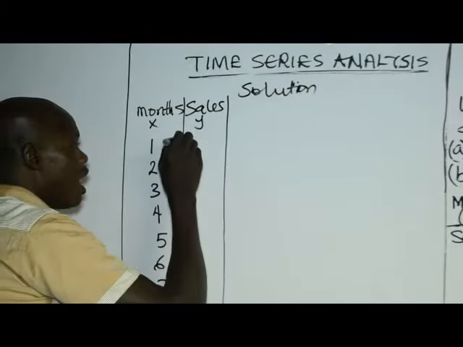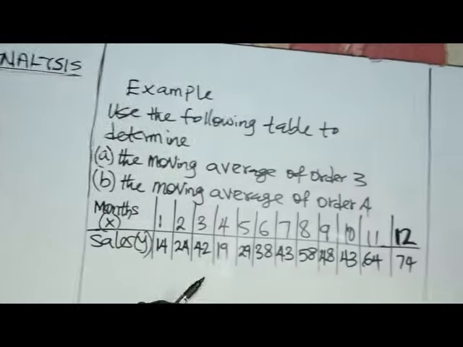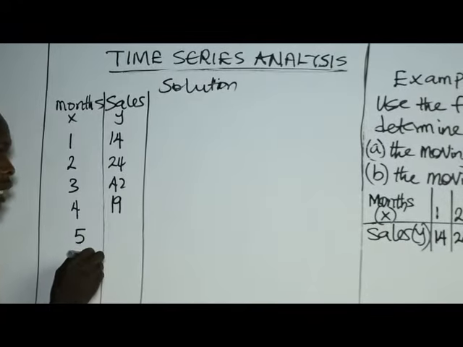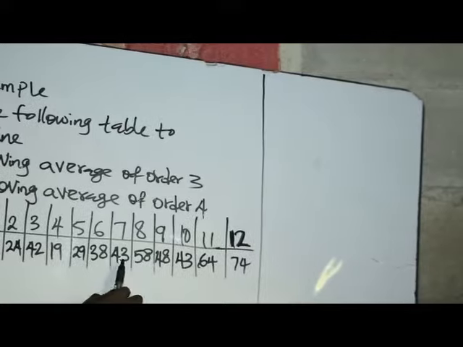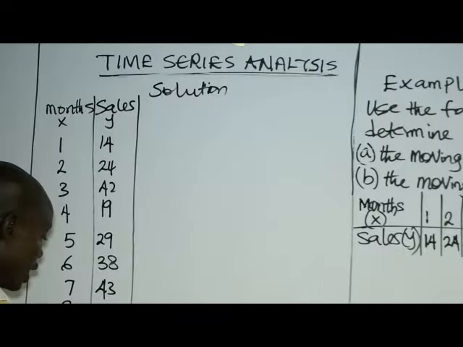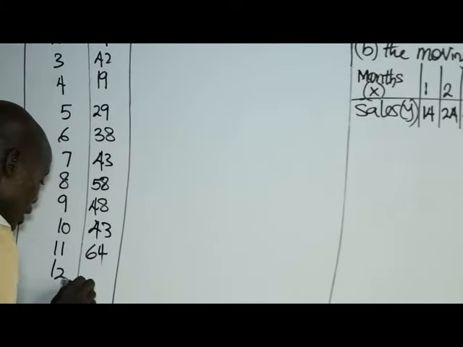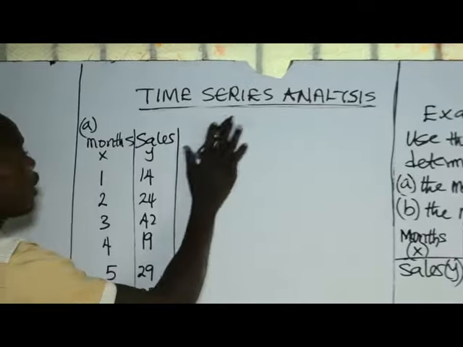Now let's put that down. We have 14, 24, and 42. From month 4, we have 19, 29, and 38. Then from month 7, we have 43, 58, and 48. Then from month 10, we have 43, 64, and 74. Now, to answer requirement A, you want to calculate the moving average of order 3.